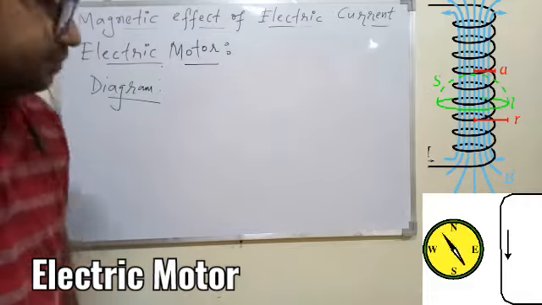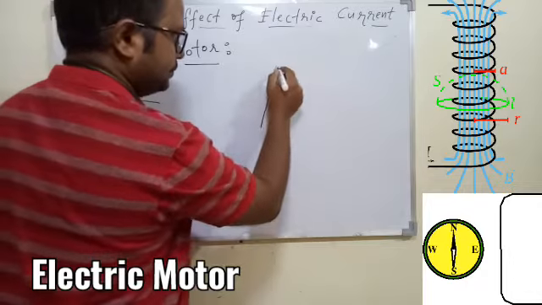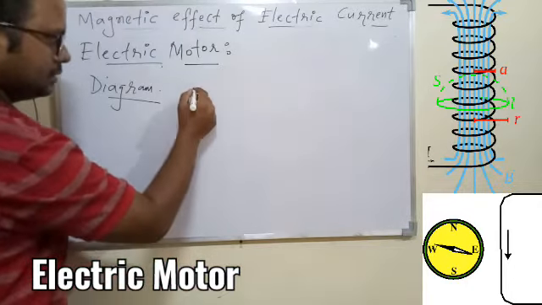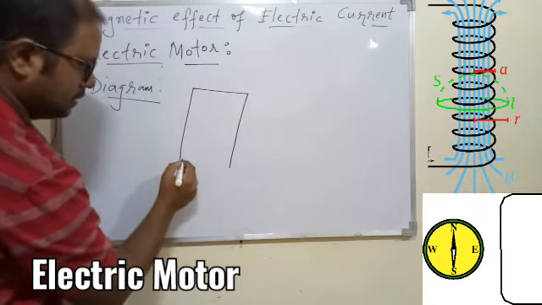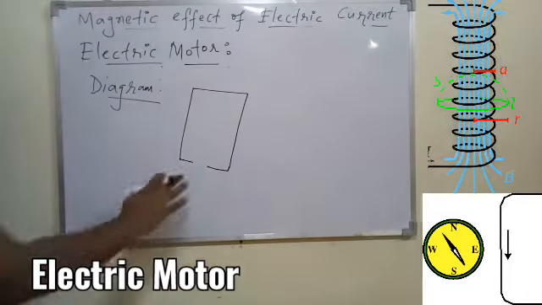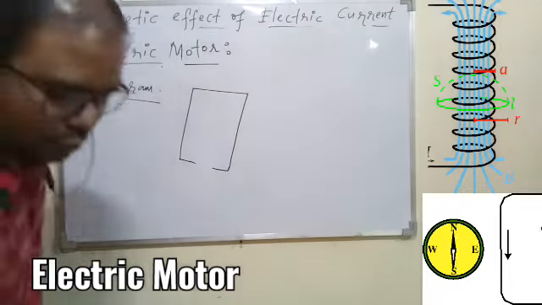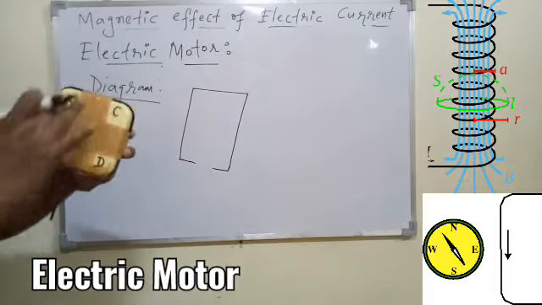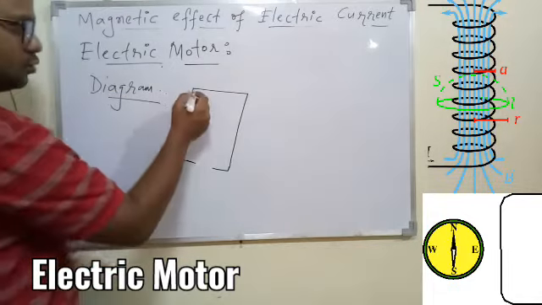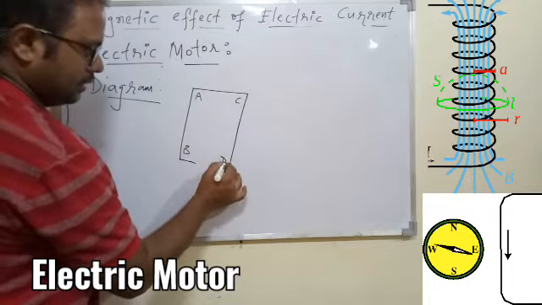Okay, so what we have, a rectangular coil. So let me draw here. Okay, rectangular coil we have. Okay, I have also given the name A, B, C, D, and this will help you to understand the working also. So let this be A, B, C and D.